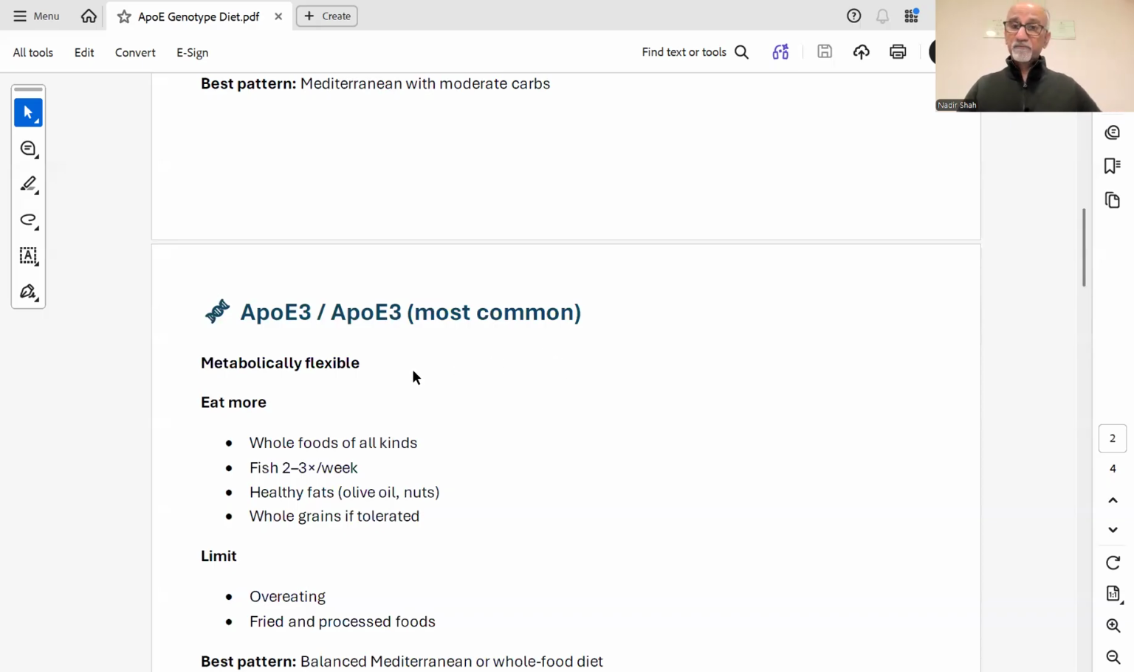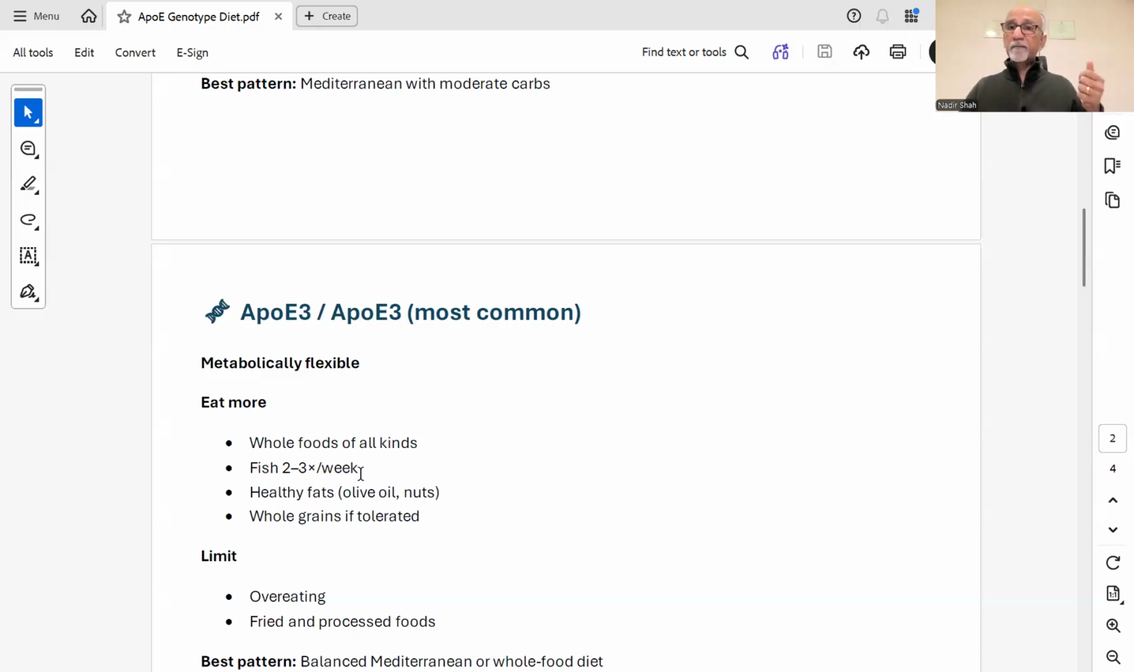Metabolically flexible, but watch carefully. This is a very generous term, metabolically flexible. Okay. Eat more whole foods of all kinds, close to the nature, whole foods. As God created things. Okay. Wholesome wheat bread or wholesome multigrain nut bread is not whole food. It has gone through processes, and you have to be mindful and watch the ingredients, what went into making that bread. Eat fish 2 to 3 times a week, as I do.